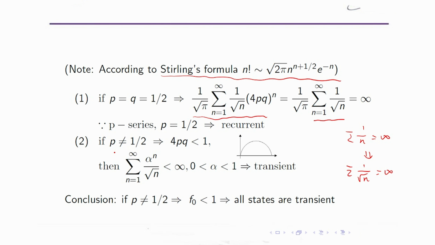And in the second case, if p is not equal to 1/2, then we know that this is less than infinity. Okay? In this case, that means the zero state is transient. So the conclusion is, if p is not equal to 1/2, f0 is less than infinity, so all states are transient. On the other hand, if p is equal to q is equal to 1/2, then all states are recurrent.